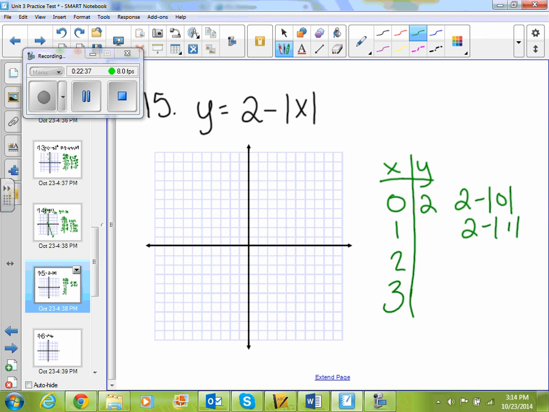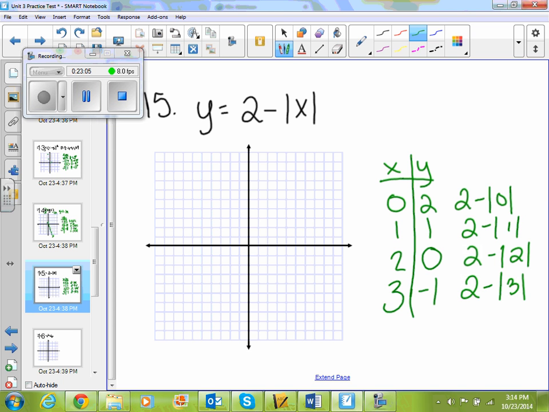If I plug in 1, 2 minus the absolute value of 1. What's the absolute value of 1? What's 2 minus 1? 1. Okay. If I plug in 2, 2 minus the absolute value of 2. What's the absolute value of 2? 2. 2 minus 2 is 0. And then 2 minus the absolute value of 3. Absolute value of 3 is 3. 2 minus 3 is negative 1.